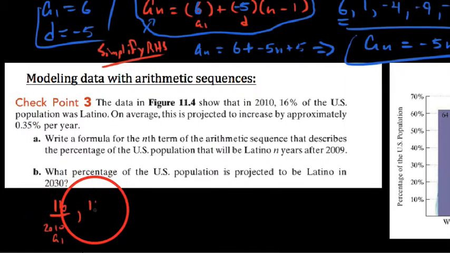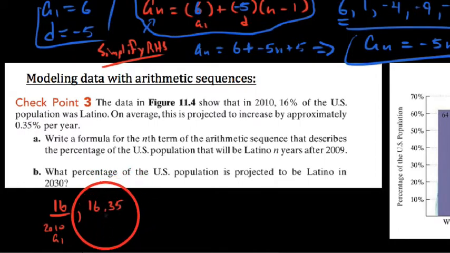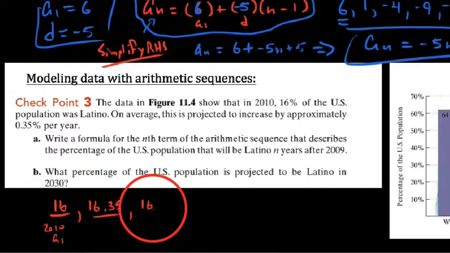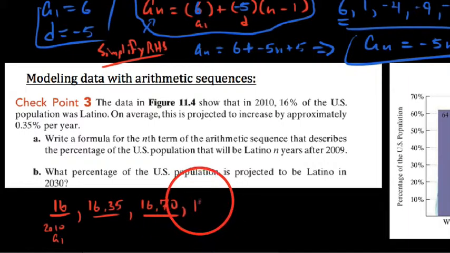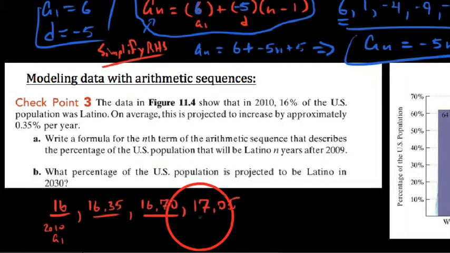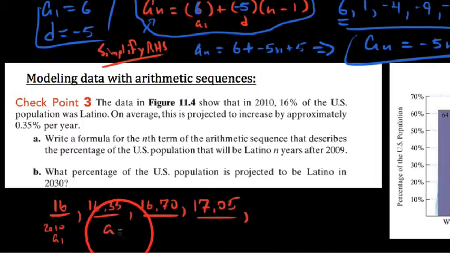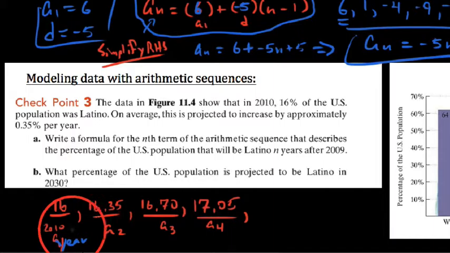But our next term would be like 16.35. And our next term would be 16.35 plus another 0.35, 16.70. And our next term, and you can kind of see how this is going to keep going up, 17.05, and so on and so forth here for these respective years. But the thing that we want to point out here in this particular situation is that this is the year down here. This is the input year. Okay, so first year, second year, so on and so forth after 2010. And then what we have up here is basically the population. So we say Latino population.